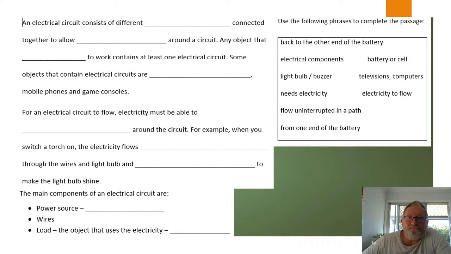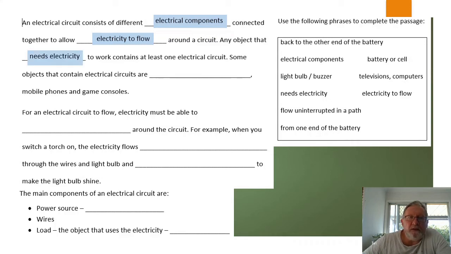How did you go? Bit harder than it looks? Maybe, maybe not. I think some of you would have done very well. Let's have a look. An electrical circuit consists of different electrical components connected together to allow electricity to flow around a circuit. Any object that needs electricity to work contains at least one electrical circuit.